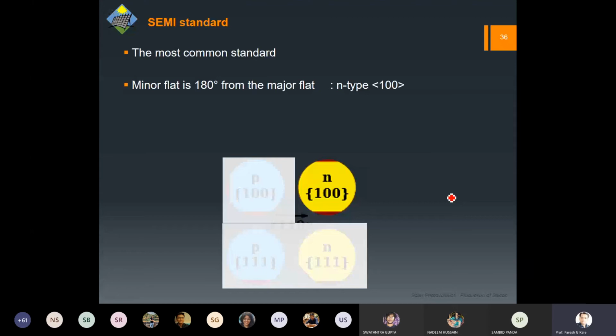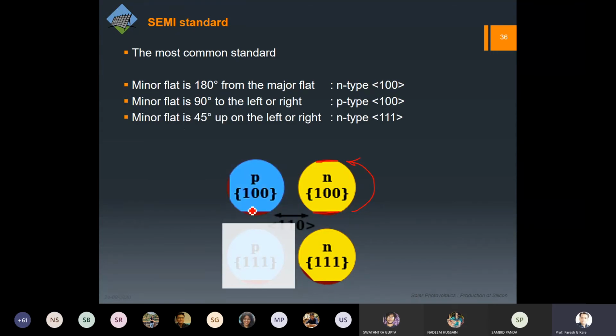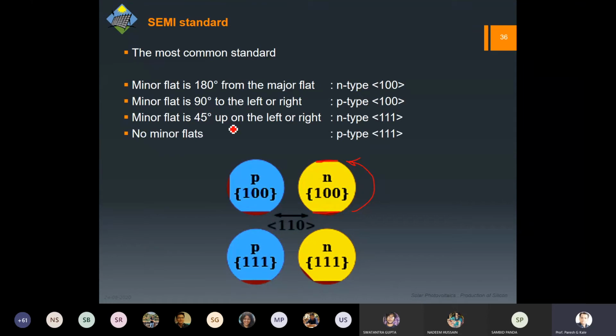Minor flat means the small flat, the length I'm talking about. So minor and major. If it is 180 degrees from the major flat, it is N type 100. If the minor flat is... sorry, this is not the example. Yeah, this one. I haven't given the example for the minor flat at 90 degrees. Anyway, minor flat at 45 degrees, then it will be this one, N type 111. If there are no minor flats, then it will be P type 111.